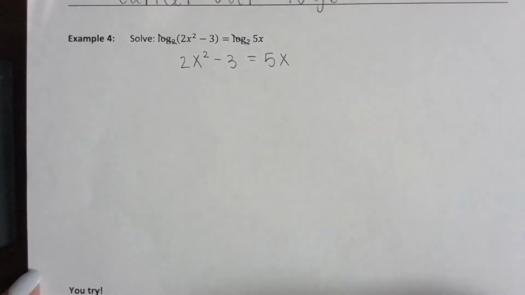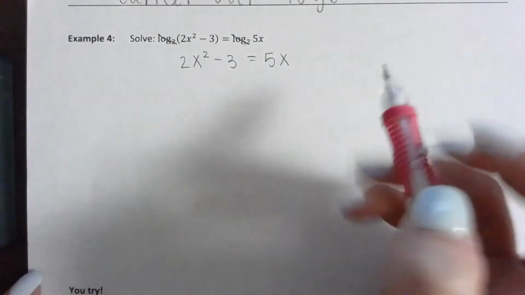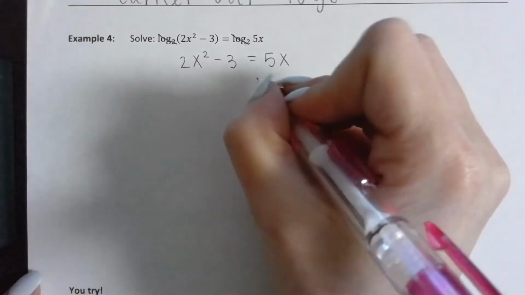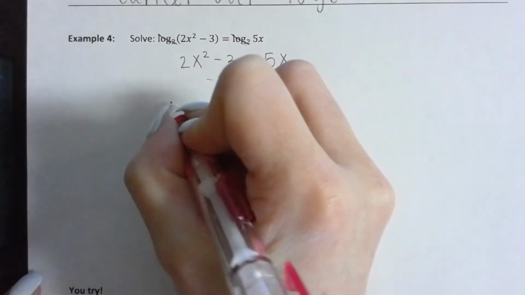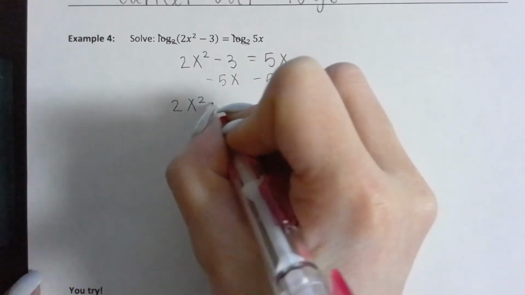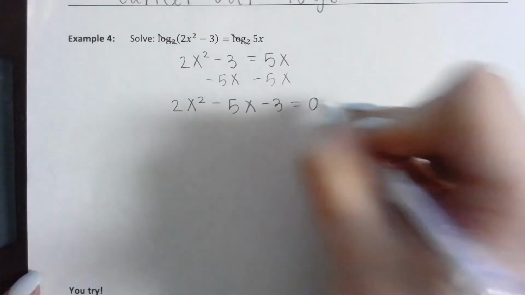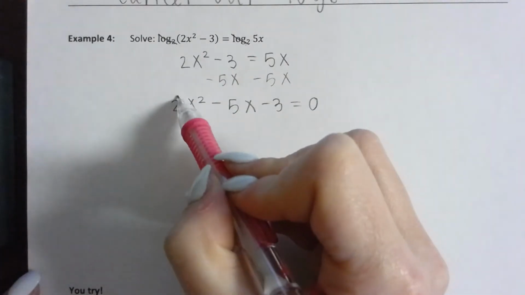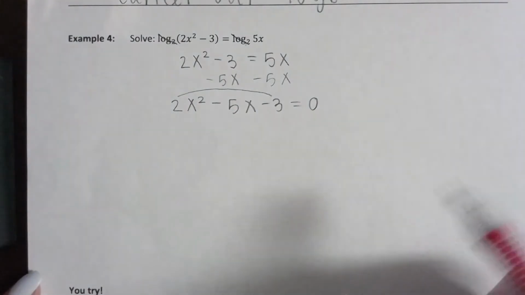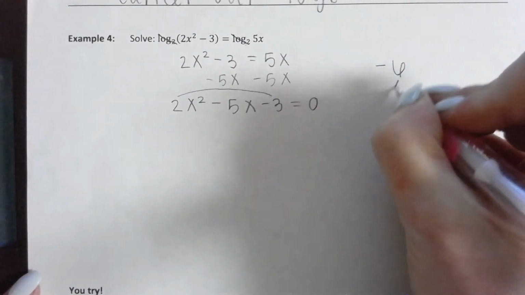From here, my goal is to solve for x. Because I have x squareds and x's and just numbers, I know I'm going to have to factor. So I'm going to start with moving over this 5x. I'm going to put that minus 5x right in the middle there, so I'm all set up to factor. When I'm factoring, my first step is to take a times c. So 2 times negative 3 gives me negative 6.